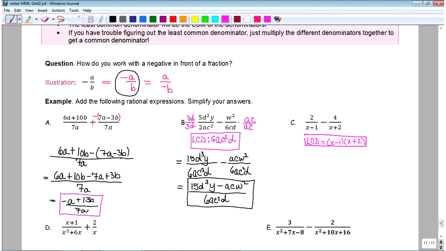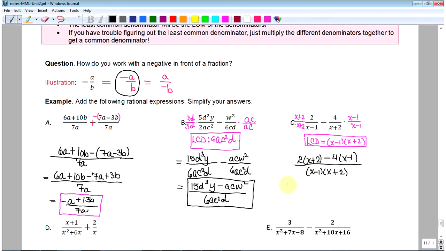So in my first fraction, I need to multiply the top and the bottom by x plus 2. In my second fraction, I need to multiply the top and the bottom by x minus 1. So I know I'm going to have to distribute when I multiply this, so I'm going to write it as 2 times the quantity x plus 2. And I'm going to be subtracting 4 times the quantity x minus 1, because we'll have our least common denominator, so we can go ahead and write it as one fraction.